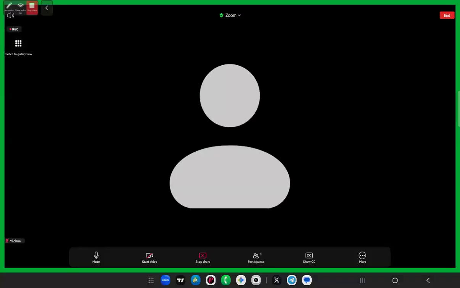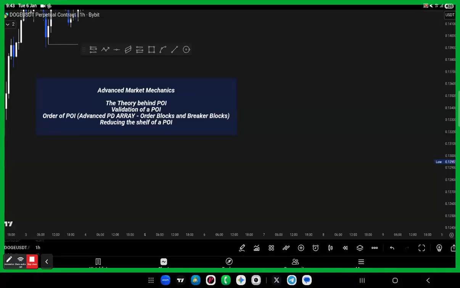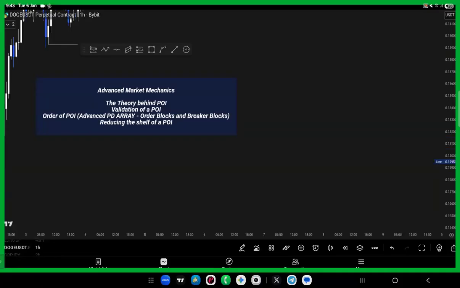So talking about market mechanics. In market mechanics, these are the things we're talking about: the theory behind our points of interest, which are the components of market mechanics. Then we talk about the validation of your points of interest. Then after which we talk about the order of points of interest. This time around, we're talking about the advanced PDRA, more or less, and we'll be making use of just two, which are the ones that I use, the order block and the breaker block, and then how to reduce the size of a POI to cash some good risk to reward trade.